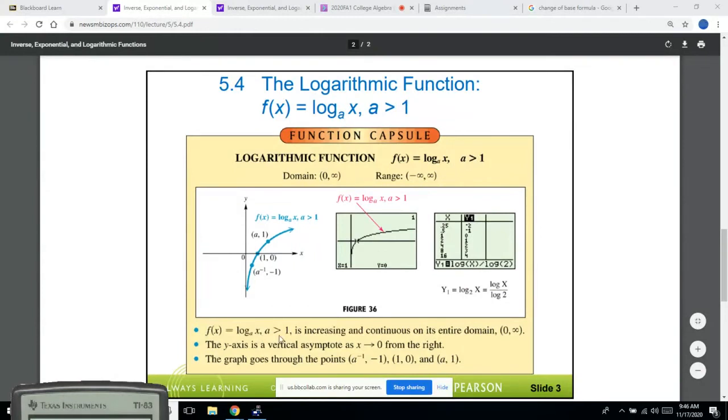And just some more information about it, it's always increasing. As you read this graph from left to right, it increases, and its domain is from 0 to infinity.